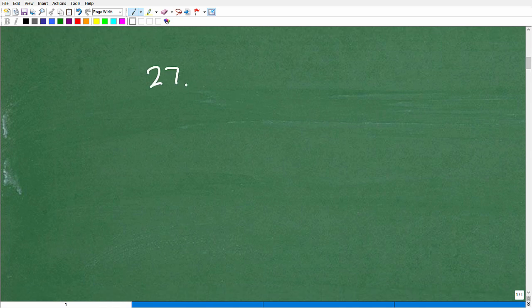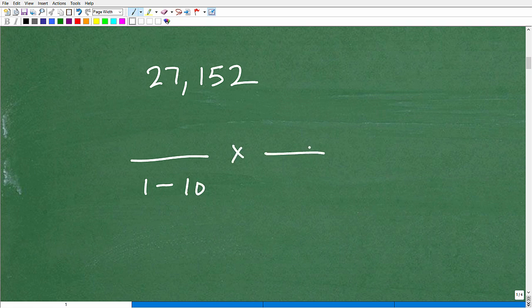Let's see here. How about 27,152? Let's see if you can write that number in scientific notation. So play along, and I'll help you out a little bit. You're going to form a number between 1 and 10, then it's going to be times 10 to some power. So let's go ahead and get to it. Of course, if you don't want to see the answer just yet, you can pause the video.